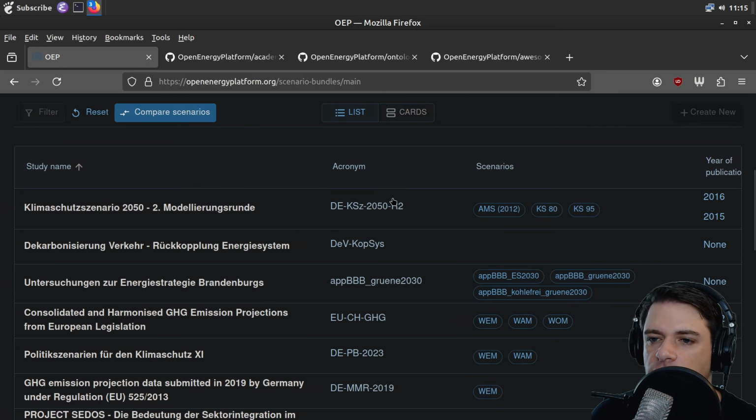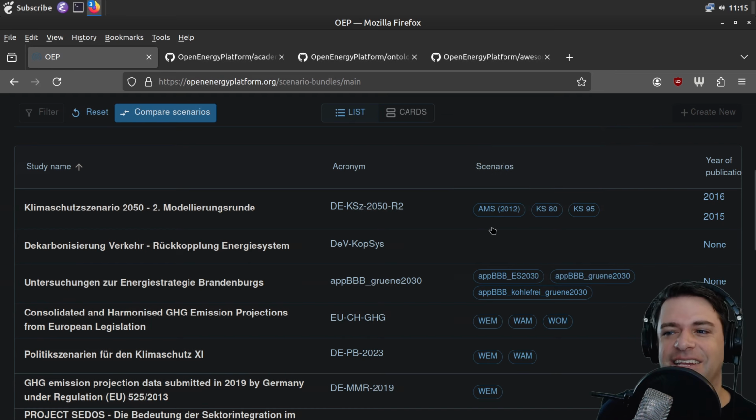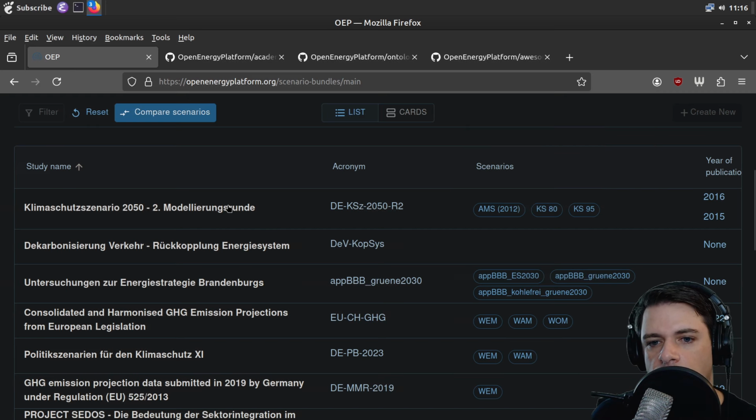All right, so what are some scenarios? Are they in German? Yeah. The full name is Aktuelle Maßnahmen Szenario. In this scenario, all measures that were implemented in Germany until October 2012 are taken into account and are extrapolated to 2050. This scenario reflects the current status of energy, and climate policy framework. I'm guessing that is a typo.